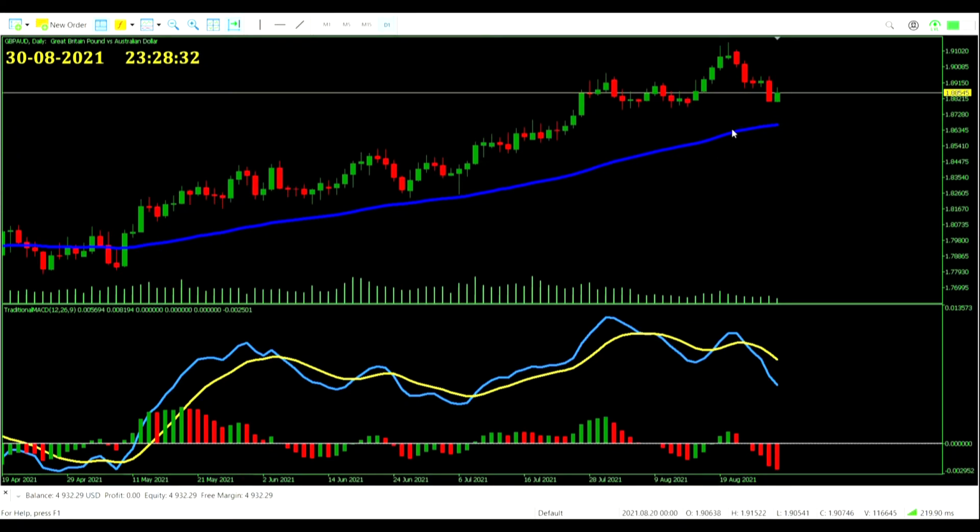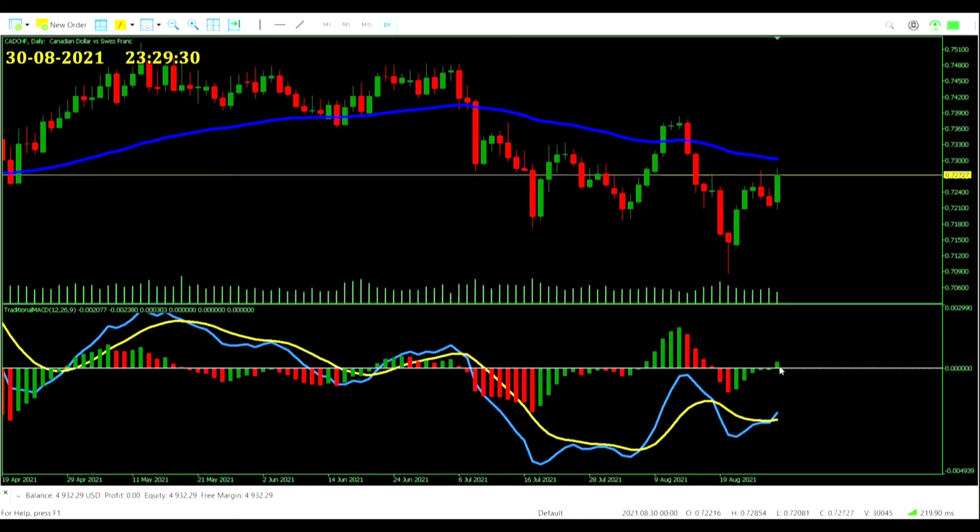Great British Pound, Aussie dollar, no trade for us, has been coming down, and the MACD has as well. Still comfortably above the moving average though. Canadian dollar, Swiss franc has just had a zero line crossover on the MACD to the positive side.